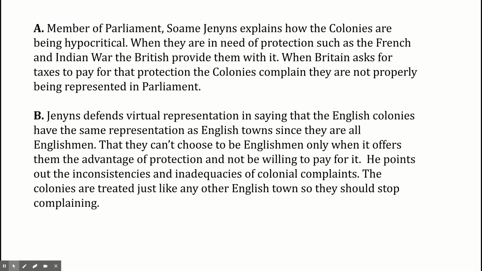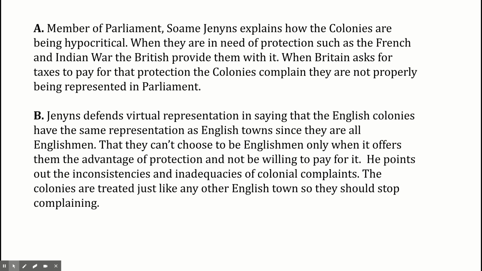So here's an example. A member of Parliament, Soame Jenyns, explains how the colonies are being hypocritical. When they're in need of protection, such as from the French, the British provide it, but when Britain asks for taxes, they object. So that's the point. I have B, but it should be A because it's the response to the same thing. So it should say A.